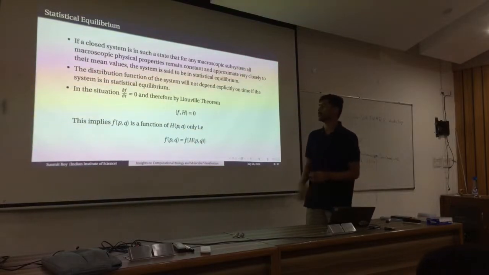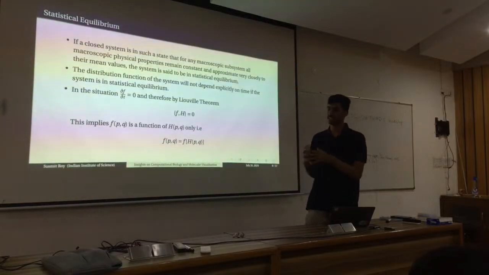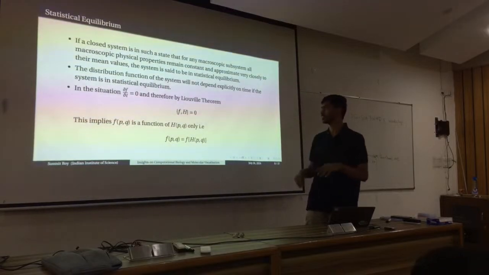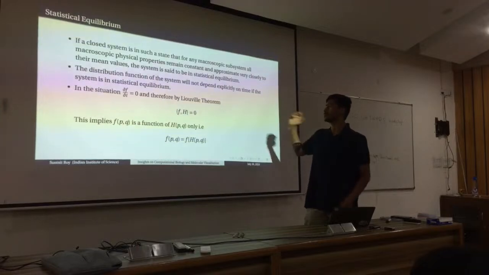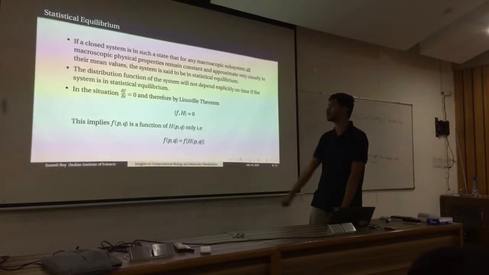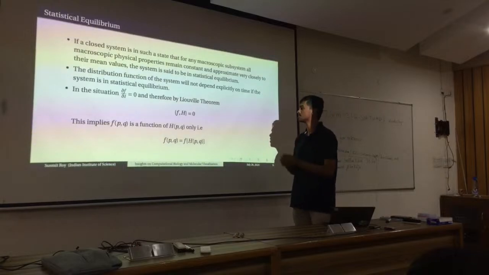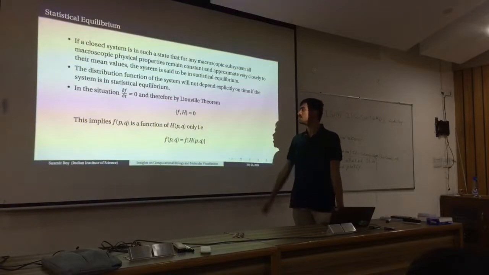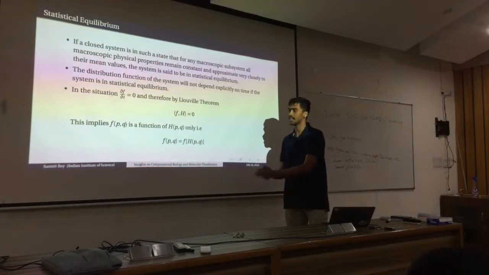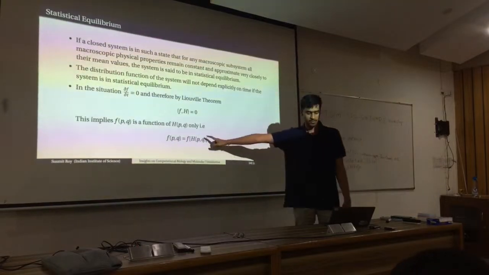Now, if you have a system in statistical equilibrium, by statistical equilibrium I mean that all your macroscopic quantities on average are not changing, so they remain constant in time. This means that the distribution function also won't be changing with time. That means your distribution function doesn't explicitly depend on time. So from Liouville's equation you'll get this part is 0, which means that your distribution function is only a function of your Hamiltonian, which I have shown here.